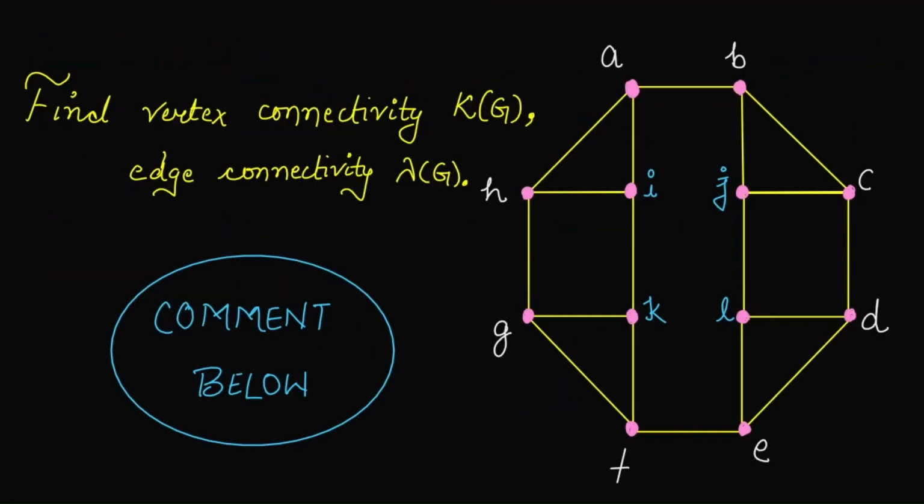Question of the day. Find the vertex connectivity and edge connectivity for this given graph G and comment below the answer for the vertex connectivity and the edge connectivity. Also, you can verify the inequality between the vertex connectivity, edge connectivity and the minimum degree of the vertex in graph G.